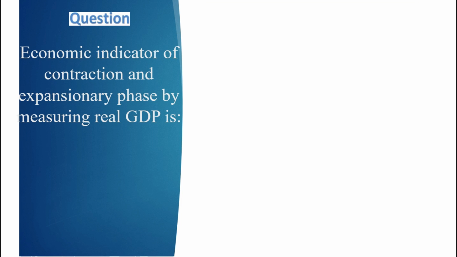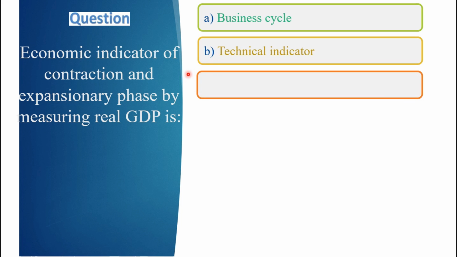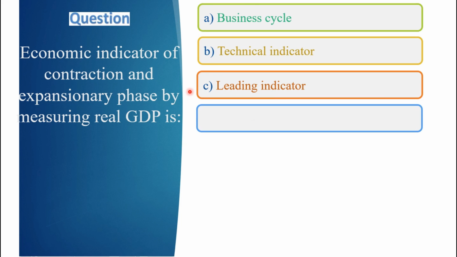Our next question is regarding economic indicators, and the question is: the economic indicator of the contraction and expansionary phase, measured by real GDP, is what? Option number 1 is business cycle, option number 2 is technical indicator, option number 3 is leading indicator, or option number 4 is lagging indicator. And the correct answer for this question is option number 1, business cycle.